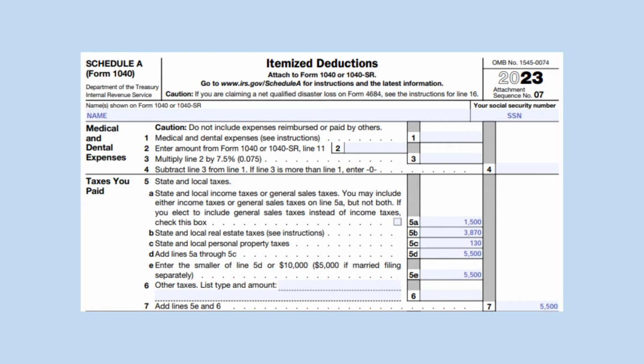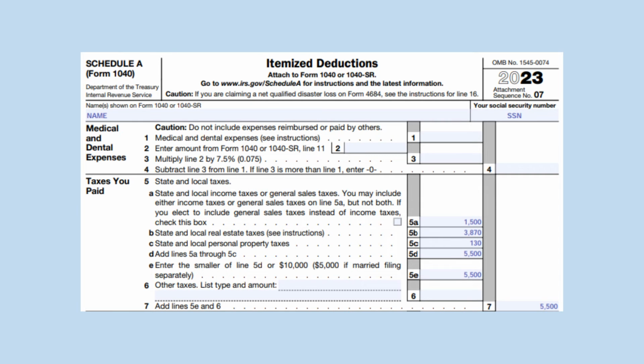In addition to your real estate taxes that you paid, you also paid $130 to register your car for the year that was based on its value. Place the amount on line 5C. If any of that amount was based on the car's weight, it cannot be deducted. On line 5D, add lines 5A through 5C together to arrive at $5,500.